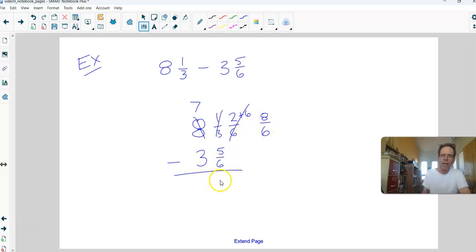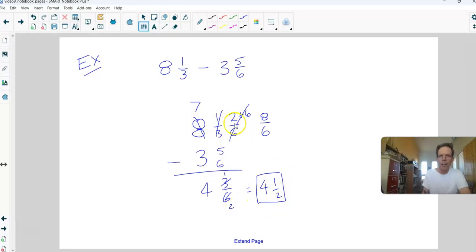Now we can subtract. 8/6 minus 5/6 is 3/6, and 7 minus 3 is 4. Also, 3/6 is not fully reduced, so we could write this as 3 goes into itself once and into 6 twice, so this is 4 1/2.